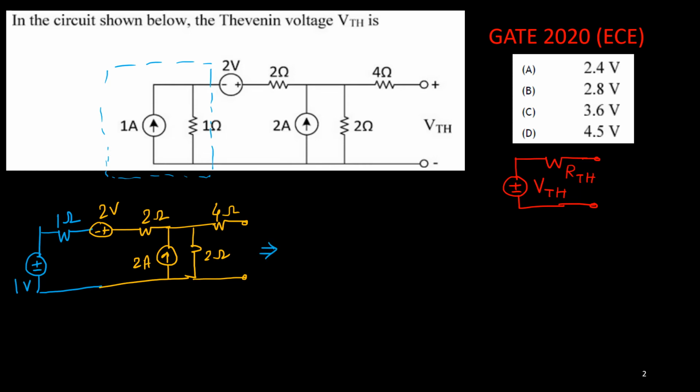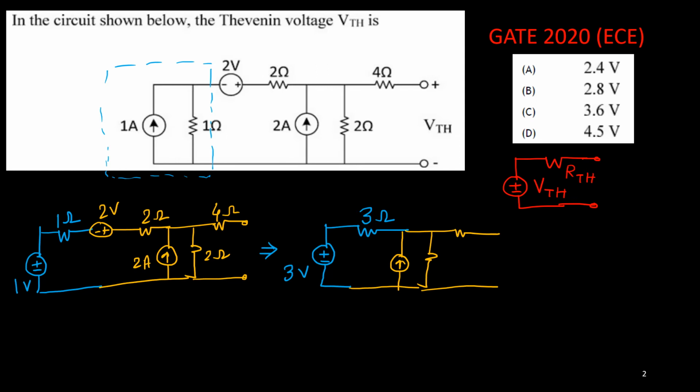So this one we can reduce with this 3 volt and 3 ohm, right? And next we will connect this current source and resistance and this resistance, right? So this is your 2 ampere, this is your 2 ohm, and it is 4 ohm. Now what I can do, I can convert this one again.